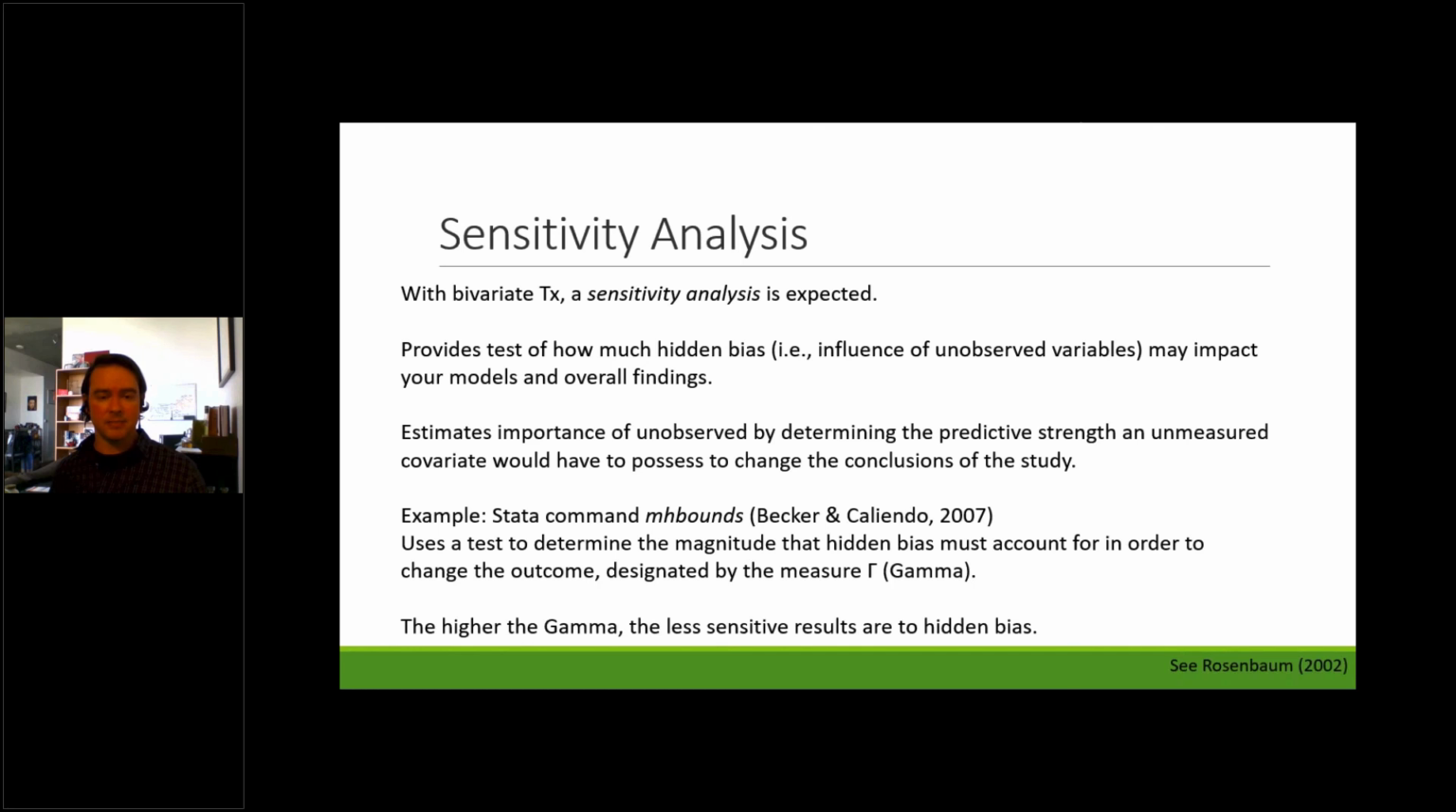Gamma is the measure of how much better an unobserved covariate, so a measure you aren't able to account for, would need to be able to predict the odds of being in the treatment in order to change your results. You can think of gamma as factors or odds ratios. So as gamma increases, it indicates how well your findings would withstand inclusion of another measure that predicts participation in the treatment by a factor equal to gamma. It's a mouthful, but once you wrap your head around this, it is a very, very useful analysis that can really strengthen your findings and your conclusions.